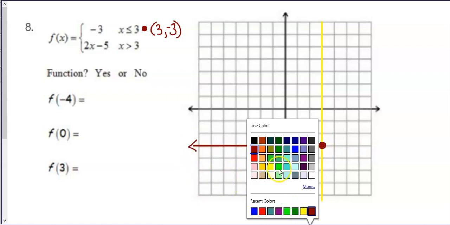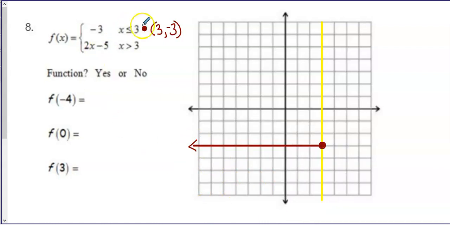Okay, let me get a different color. Let's do this one. So this part of the graph starts at 3, and it's an open circle. It's going to be 3, and then let's see, 2 times 3 is 6, minus 5 is 1. So I have an open circle at (3, 1). So it is still a function because I have an open and a closed in the same vertical line, not two closed. This one has a slope of 2.